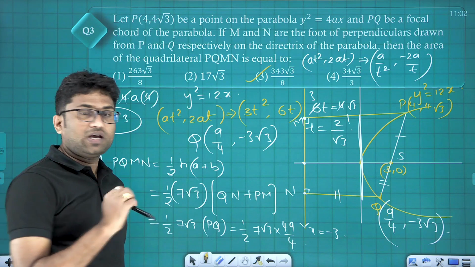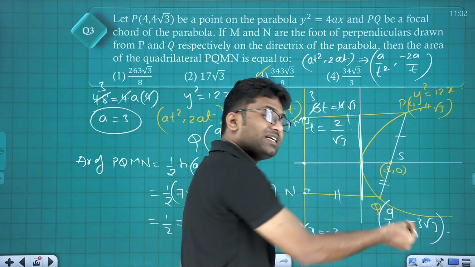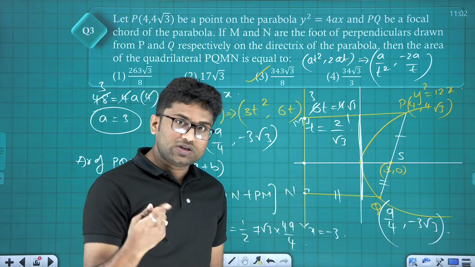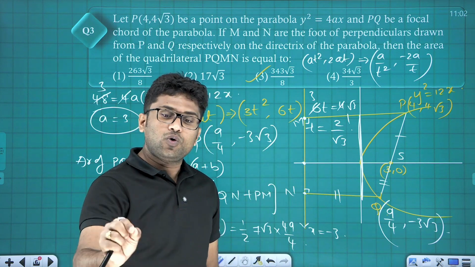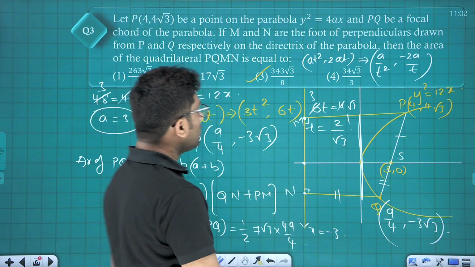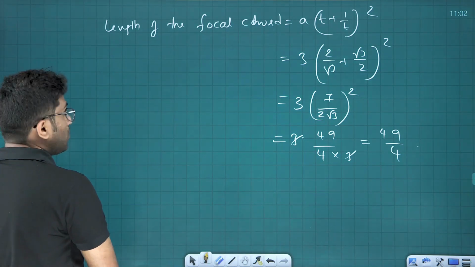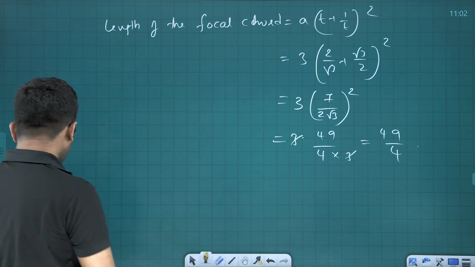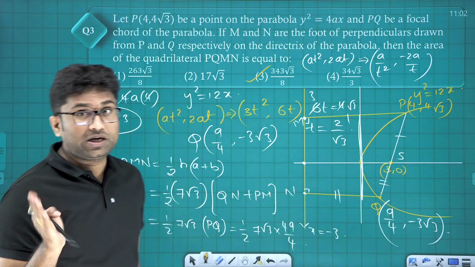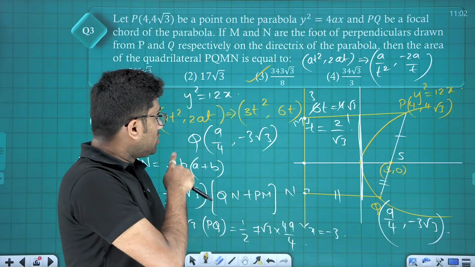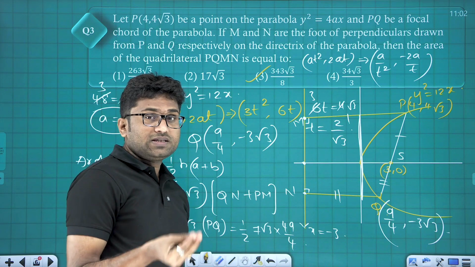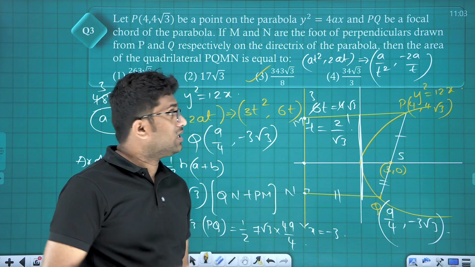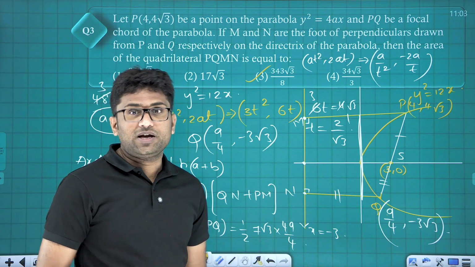Clear? Here we have used just the basic definition of a parabola, which is that any point on the parabola will move in such a way that it is equidistant from the focus and directrix. And the length of the focal chord, which is very important again, is a times (t plus 1 by t) whole square. Even we have used parametric points also. Generally any point on the parabola we can take as (at square, 2at). So if (at square, 2at) is one end of the focal chord, then the other end will be (a by t square, minus 2a by t).